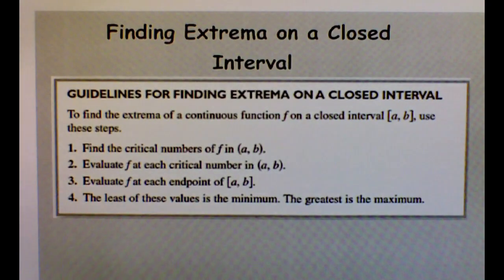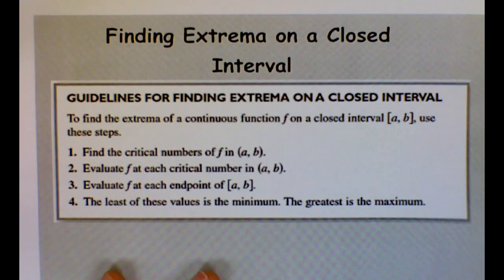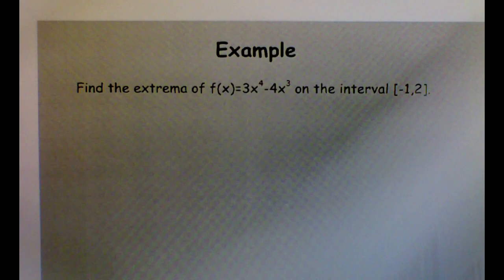So, finding extrema on a closed interval, guidelines for it. To find the extrema of a continuous function, we find the critical numbers, which is where the derivative is equal to 0 or does not exist. We evaluate f at each critical number, so f of a, f of b, f of whatever. We evaluate f at each endpoint. The smallest one is the minimum, the greatest is the maximum. So let's look at how that will work.